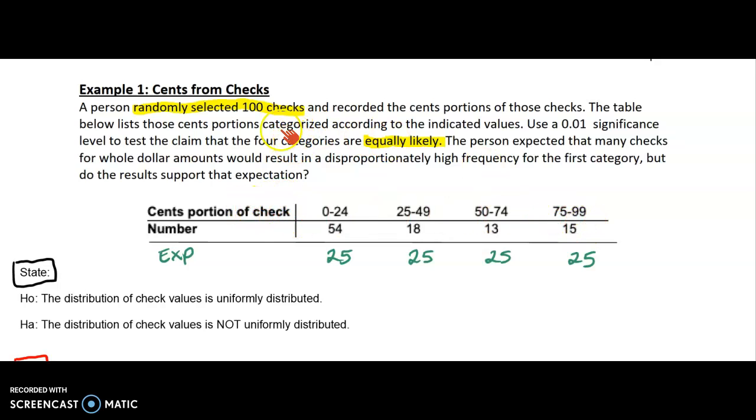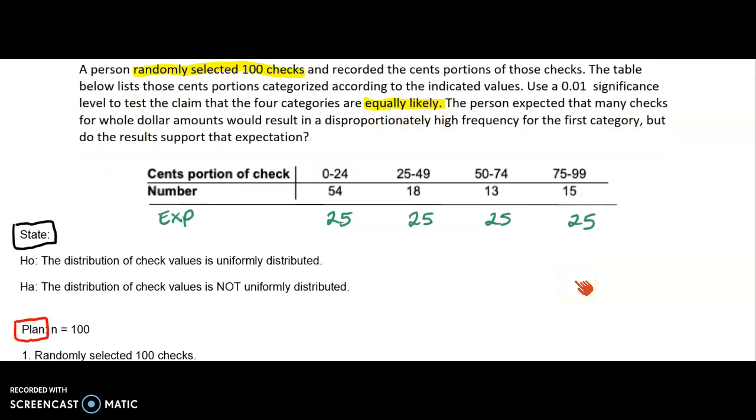Now, because I have 4 categories across 100 checks, I believe they're all equally likely. So if I believe they're all equally likely, then that means that each category should occur, well, 100 divided by 4 is 25 times. So here, my null hypothesis is that the distribution of check values is uniformly distributed, whereas I'm testing that the distribution of check values is not uniformly distributed. And even though it didn't use the word uniform, equally likely indicates that we would expect for it to be uniform. Now here I'm already given a claim that, well, we think the first one should be disproportionately high, and guess what? It pretty much looks like that if I look across all 4 categories. So I'm testing that they're not equally likely.